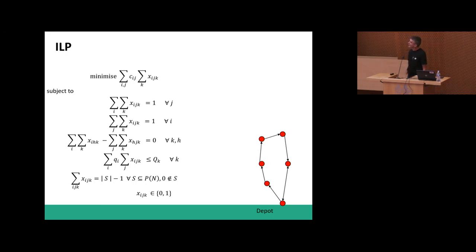And so typically if you're solving in an ILP fashion, there's an exponential number of these subtour elimination constraints. So typically you would do it in a lazy fashion. You solve it, you discover there's a subtour, you add in a constraint that makes sure you can't come up with that subtour again.